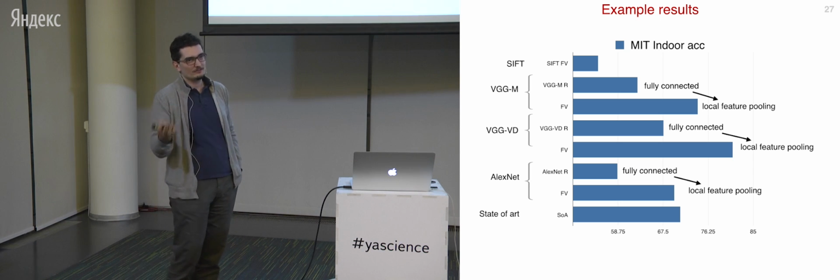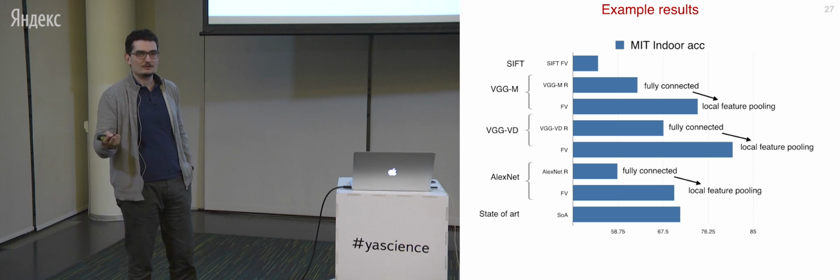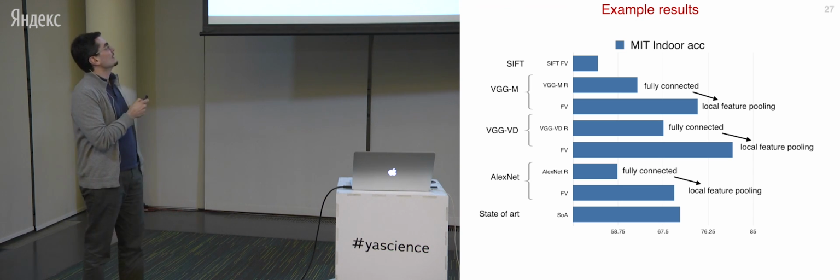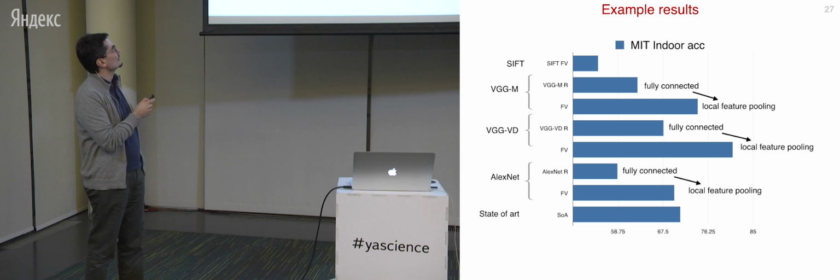For example, it could be a bedroom, it could be a bar, it could be a lecture theater, and so on and so forth. So here's how the performance works. So this is the performance that SIFT with Fisher vector achieves on that data set, say about 50%-ish.